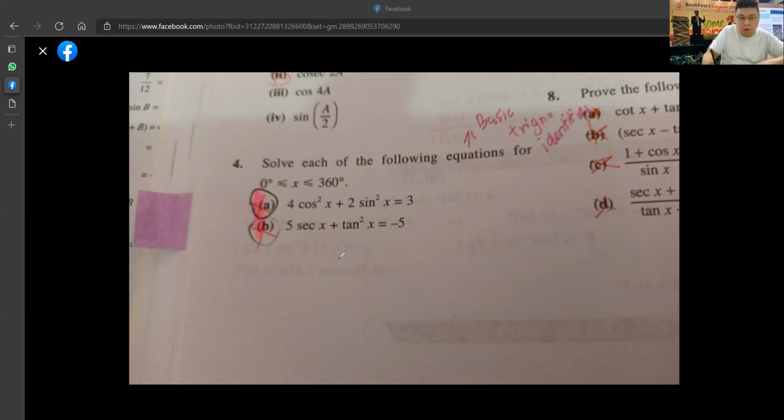Okay, part B, you have 5 secant x plus tangent square x equal to -5. Let me change the font to yellow so it's clearer. So you have 5 secant x plus tangent square x is equal to -5. Now, if you can recall your trigo identity, your sine square x plus cosine square x is 1.